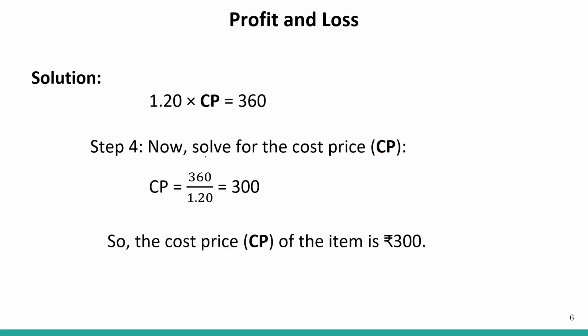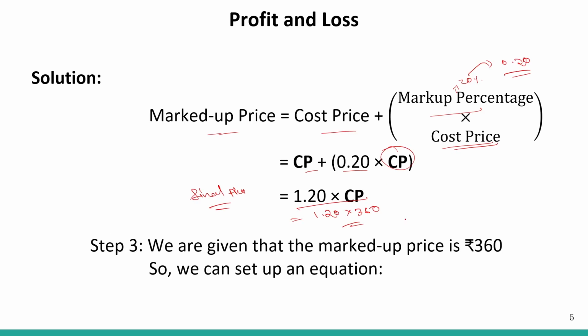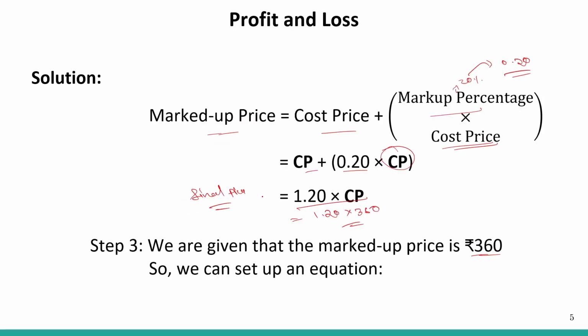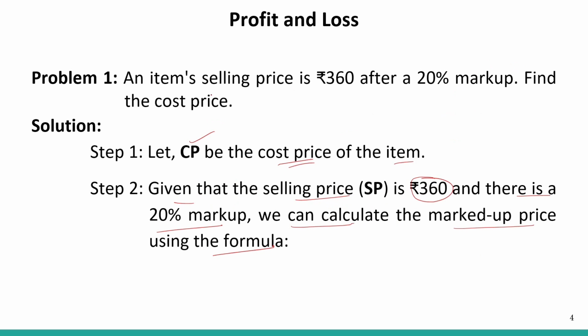So now 1.20 into CP is equal to 360 rupees. After markup, its price is this much. So CP will be 360 by 1.20, which is equal to 300 rupees. We are told that the selling price is this much after a 20% markup. So after the 20% markup, this happened, and this will be the selling price.